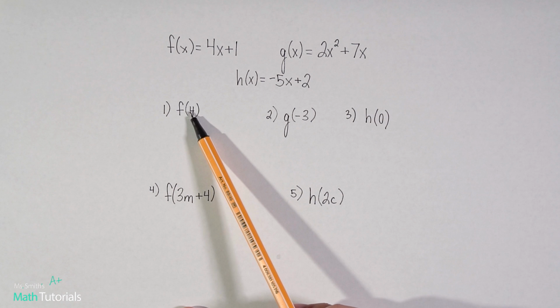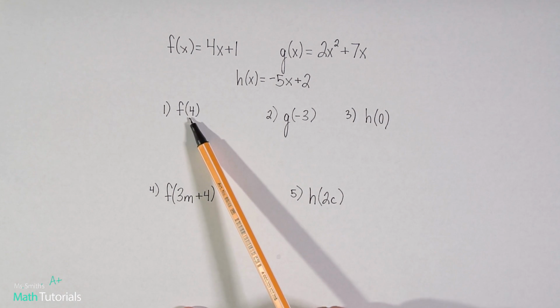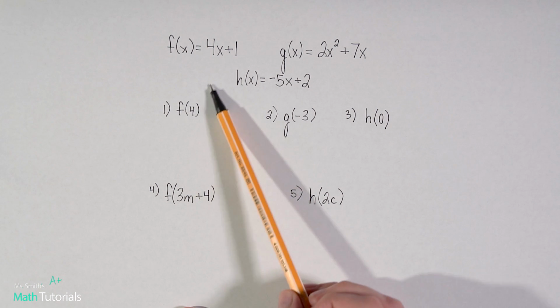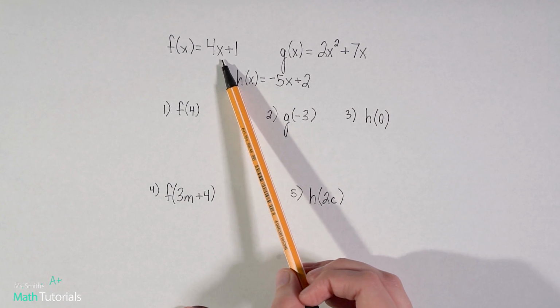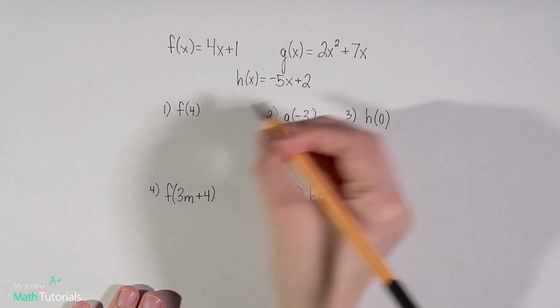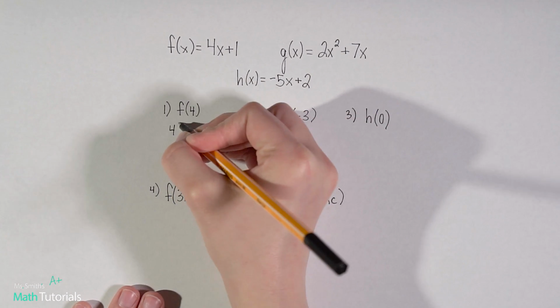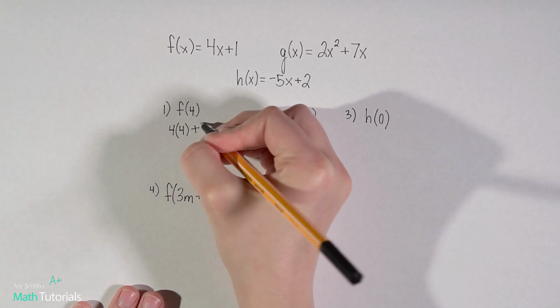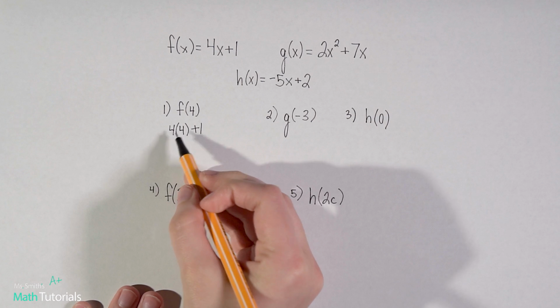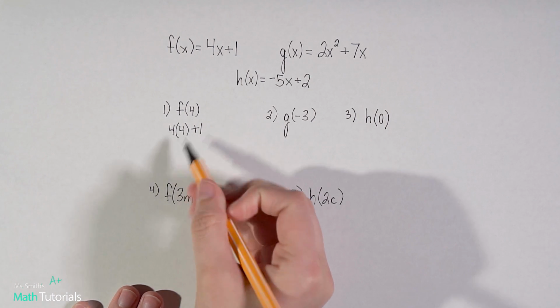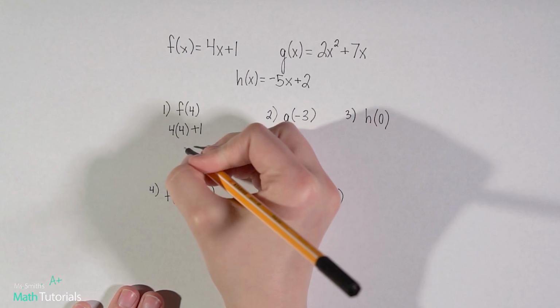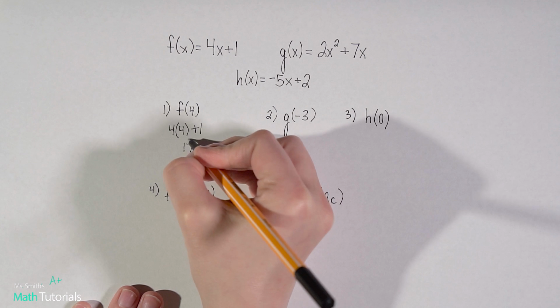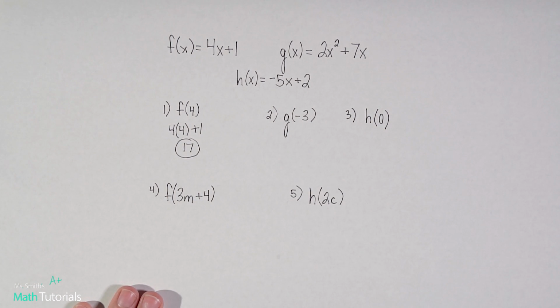So f of 4 tells me 4 is in the place of x. So everywhere I see an x, I'm going to put a 4. So in this case, it will be 4 times x, but it's not x now, it's 4, plus 1. Okay, and 4 times 4 would be 16. 16 plus 1 would be 17. So 17 would be my answer for f of 4.